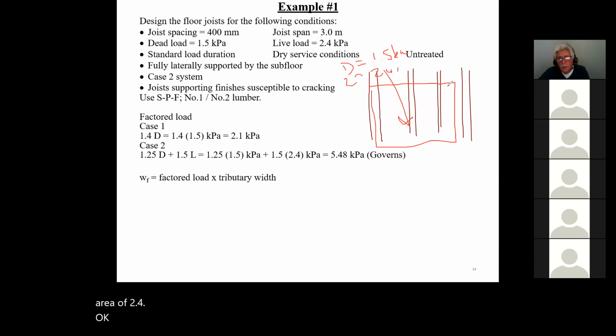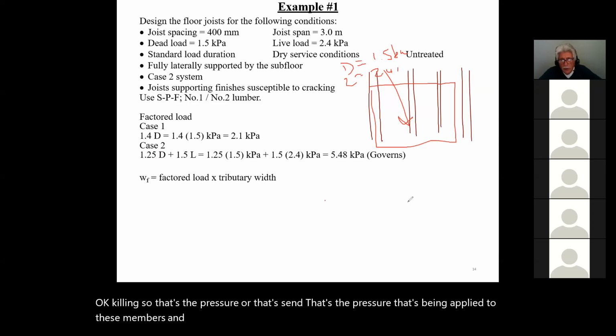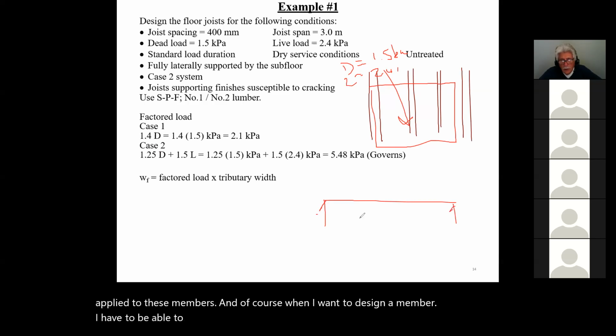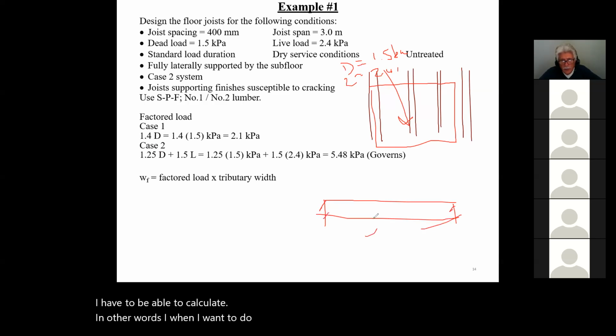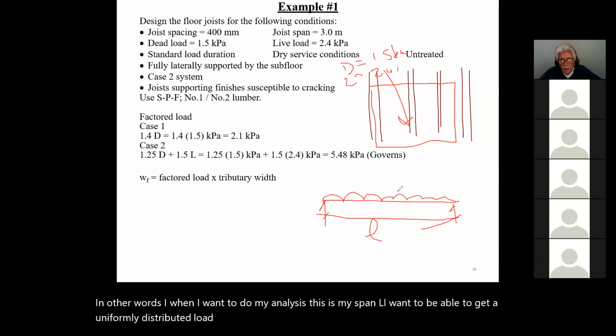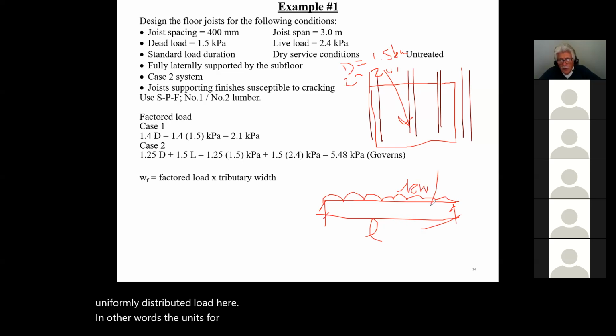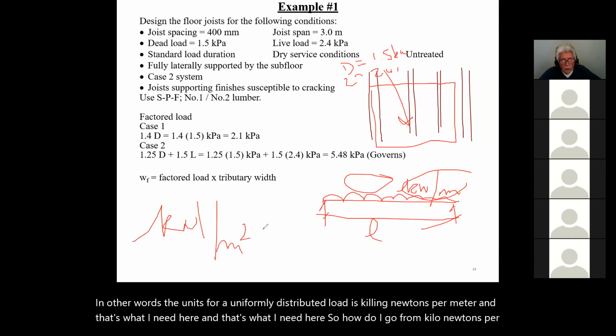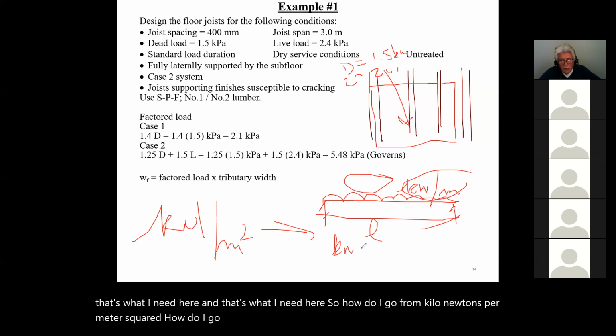So that's the pressure that's being applied to these members. And of course, when I want to design a member, when I want to do my analysis, this is my span L. I want to be able to get a uniformly distributed load here. The units for a uniformly distributed load are kilonewtons per meter, and that's what I need here. So how do I go from kilonewtons per meter squared to kilonewtons per meter?